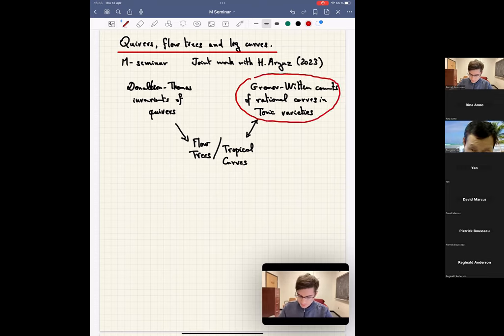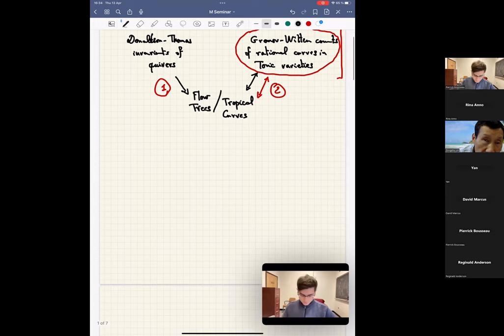As I will try to explain, they are not the most standard kind of Gromov-Witten counts, and so I will need to spend some time describing what these counts are. Some of the main technical results in our paper prove a tropical correspondence theorem between this count of curves and appropriate counts of tropical curves. But to set the stage, I will start with the left-hand side, the Donaldson-Thomas invariant side of the story. Then in the second part of the talk, I will explain this connection. So that's a rough plan.